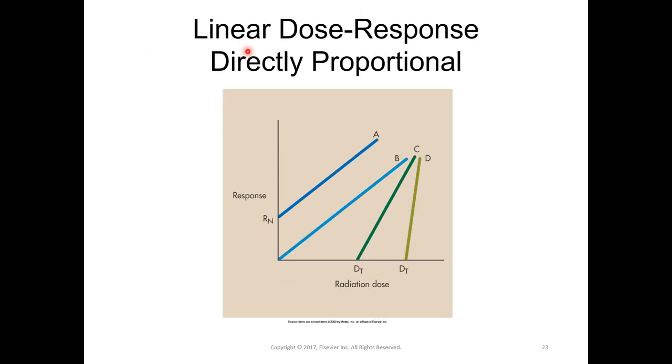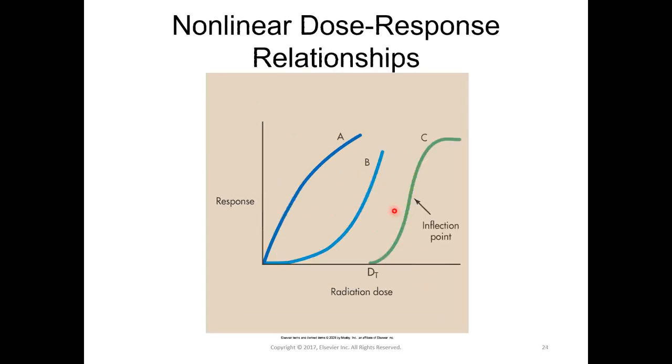This is what the linear dose response looks like, and I had mentioned that it is directly proportional. So even at 0, you can still have a response, and it follows a straight line pattern. As the dose increases, so does your line. So it is directly proportional, and they're nice and straight. Nonlinear simply means that they're not straight. So you can have different curvatures. You can have a sigmoid shape here. It just depends on what specific illness or response we are talking about.